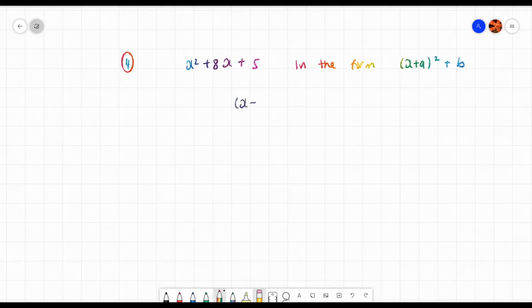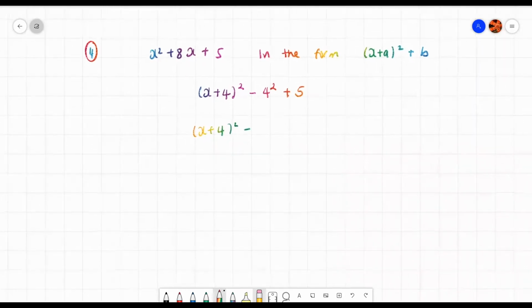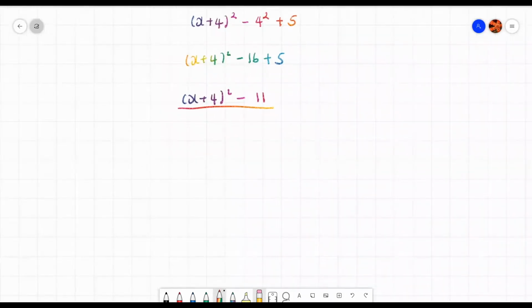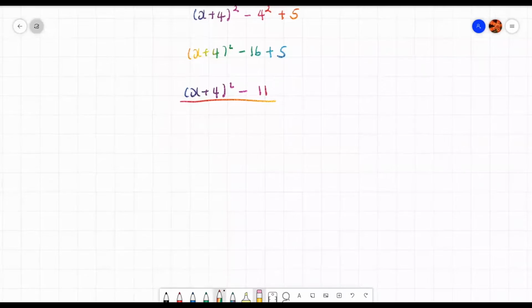So I'm going to have x plus half the 8, which is 4, all squared, minus 4 squared, bring the number back down, plus 5. X plus 4 all squared, minus, well, what's 4 squared? 4 squared is 16, plus 5. So x plus 4 squared, now I've got to do minus 16 plus 5, which is minus 11. And there you are. Now I'm going to work out the turning point.